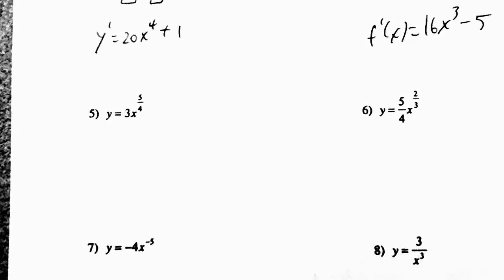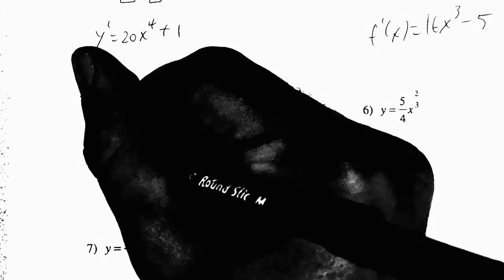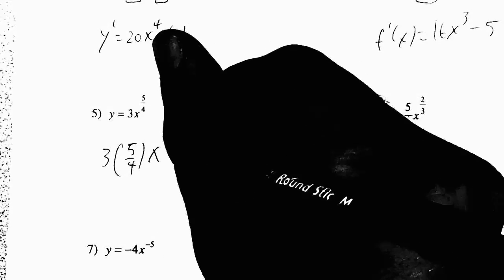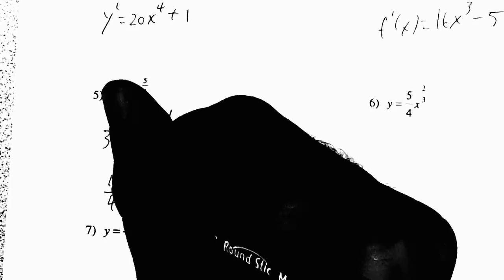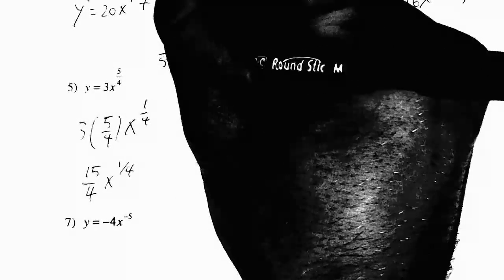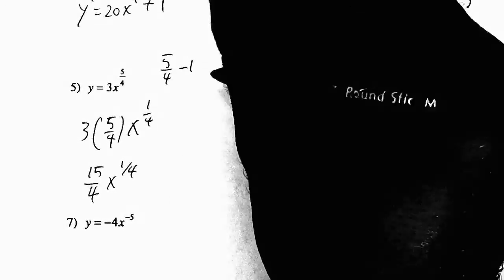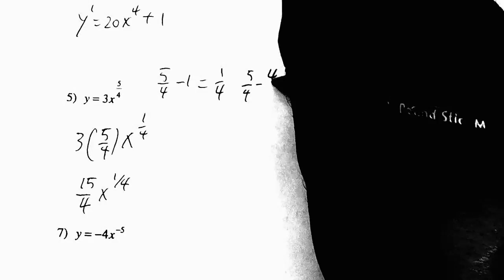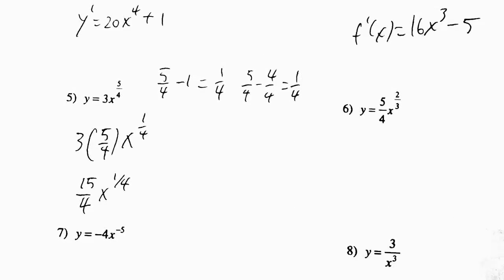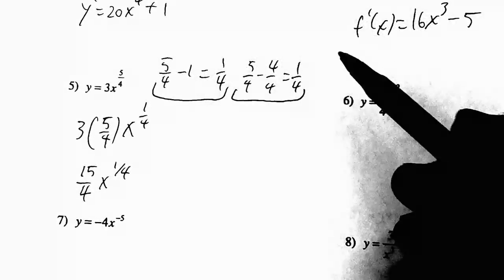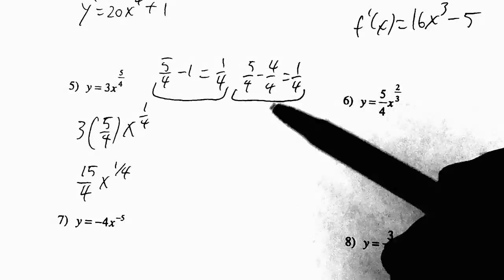Okay. Next one, we have fractions, but we do the same thing. Leave that 3 out front, times 5 fourths times x to the 1 fourth. 3 times 5 is 15 over 4 times x to the 1 fourth. This is fine. It's 1 fourth because 5 fourths minus 1 is 1 fourth. You can also think of this as 5 fourths minus 4 fourths is 1 fourth. These are the same thing, they're equal. I'm just showing you how I got 1 fourth. Minus 1 is the same as minus 4 over 4.